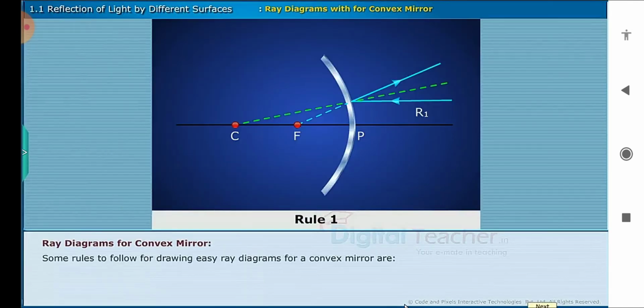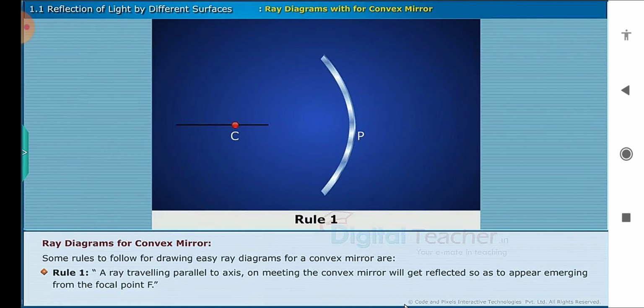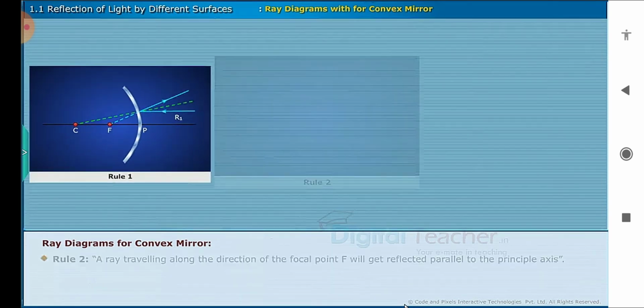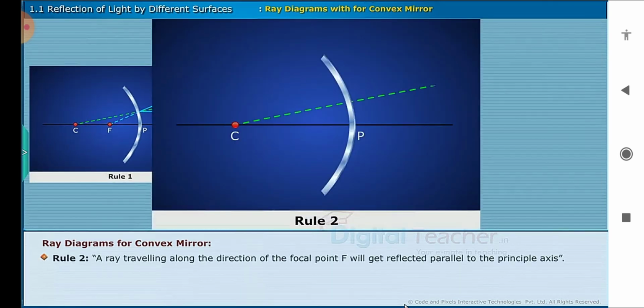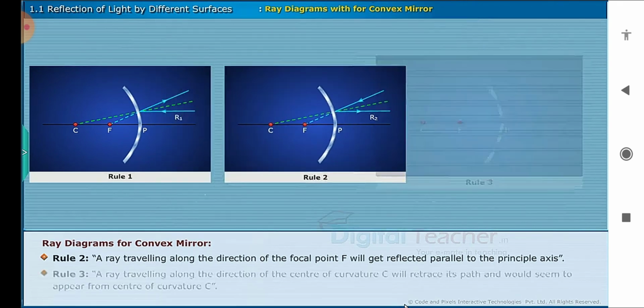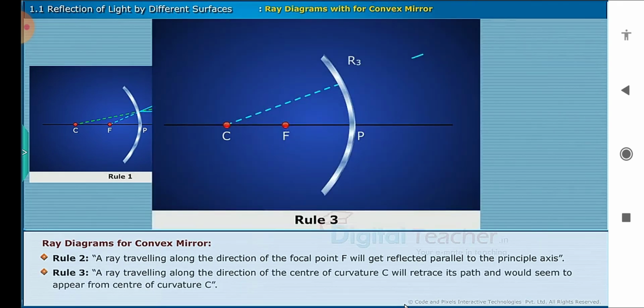Some rules to follow for drawing easy ray diagrams for a convex mirror are: Rule 1. A ray traveling parallel to the axis, on meeting the convex mirror, will get reflected so as to appear emerging from the focal point F. Rule 2. A ray traveling along the direction of the focal point F will get reflected parallel to the principal axis. Rule 3. A ray traveling along the direction of the center of curvature C will retrace its path and would seem to appear from the center of curvature C.